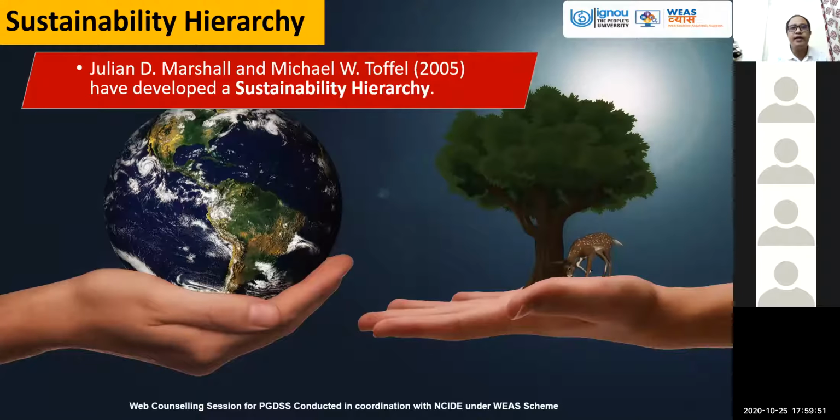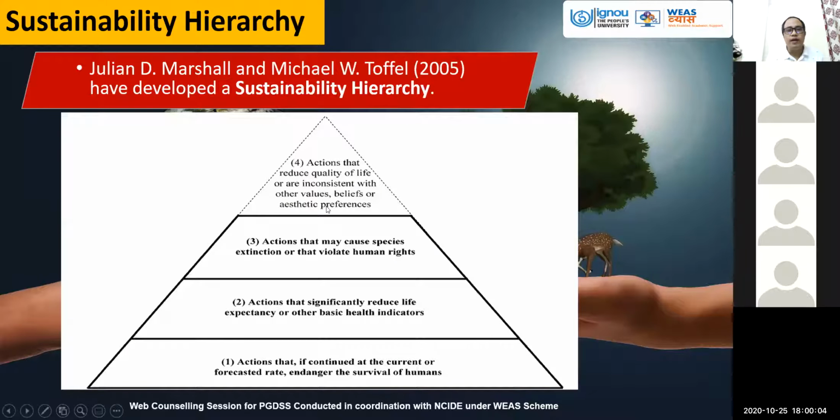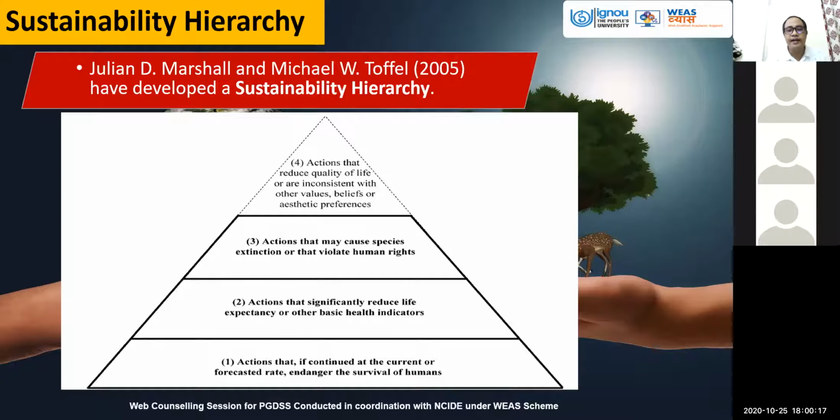so that is what they propose to do, and that is looking into the actions we are taking. First, basic: whatever we are doing, continued at the current rate or forecasted rate, endangers the survival of human needs. The second action in the hierarchy is action that signifies reduced life expectancy and other basic health indicators. Third is action that may cause species extinction or that violates human rights. The fourth is action that reduces quality of life or is inconsistent with other values, beliefs, or aesthetic preferences.